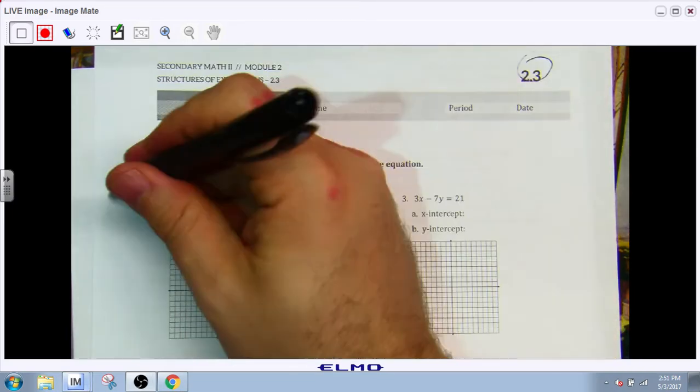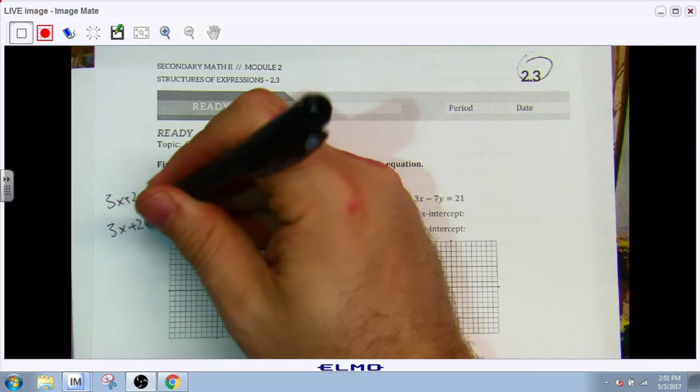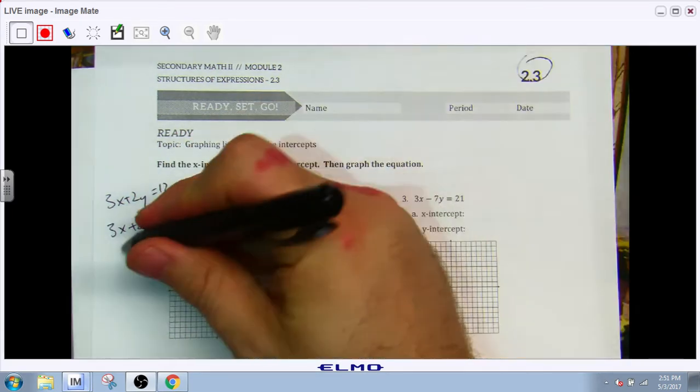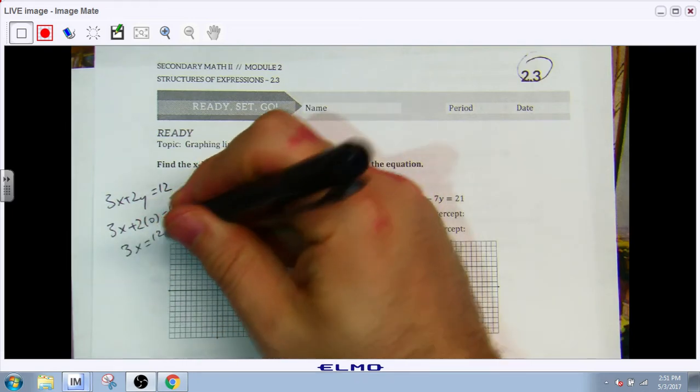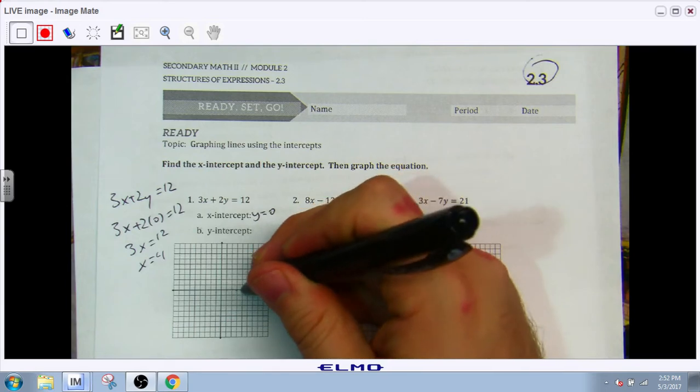So if I take my equation here, 3x plus 2y equals 12, and I plug 0 in for y, I get 3x plus 2 times 0 equals 12. 2 times 0, of course, is 0. So I get 3x equals 12, or x equals 4. So I go over 1, 2, 3, 4.